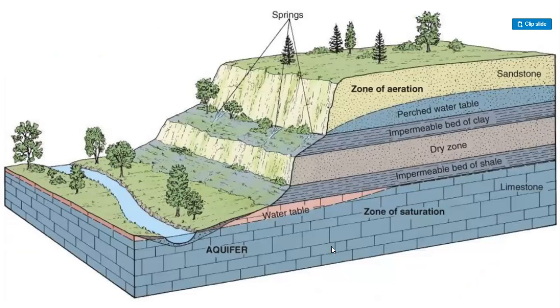This is also, guys, here springs. First aquifer, that is the water table, zone of saturation and limestone. So that is the impermeable bed of shale, dry zone, impermeable bed of clay, perched water table, zone of erosion, and sandstone. This is also one type of the figure to discriminate the groundwater.